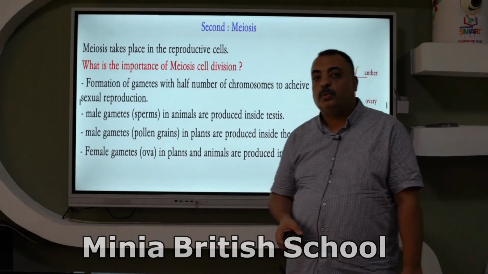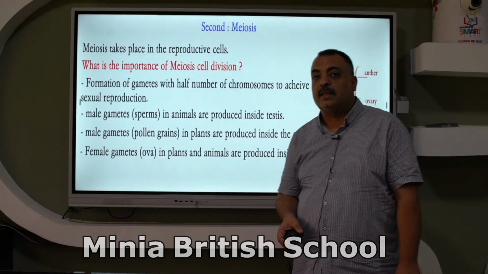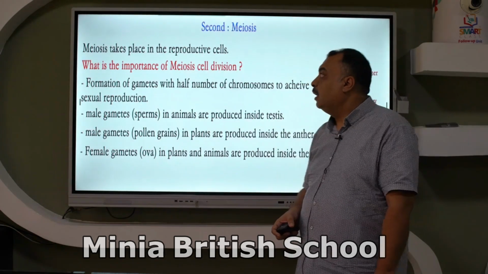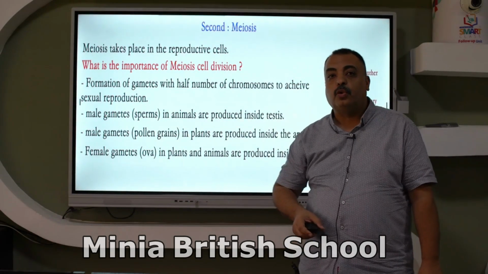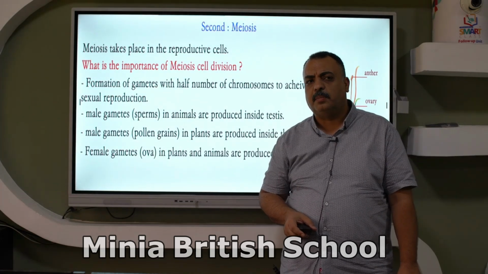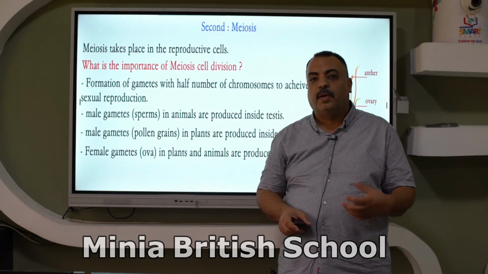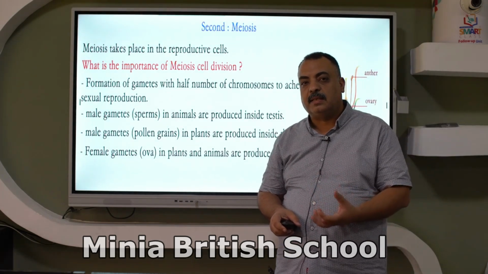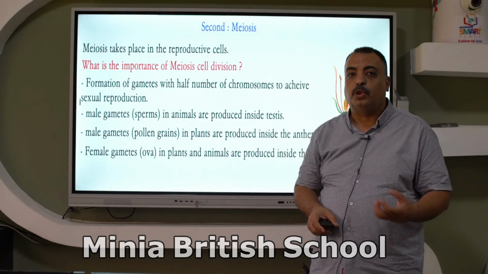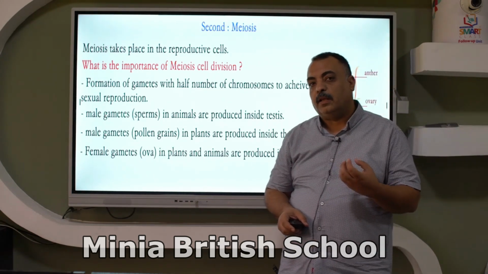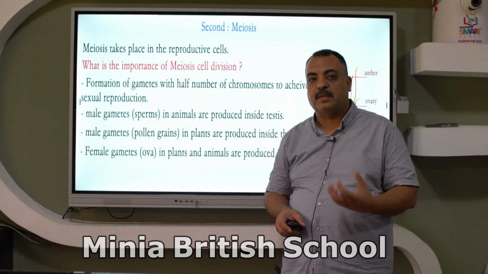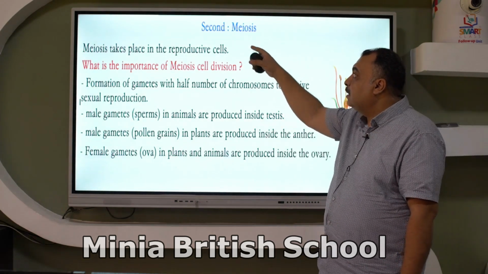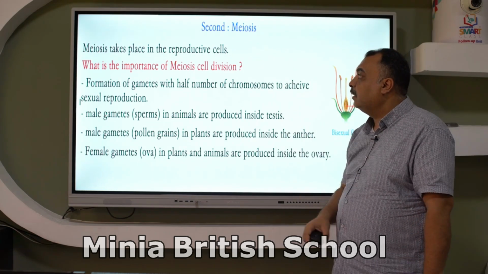Secondly, we will talk about meiosis. The reproductive cells, gonads, testes and ovary, make this meiosis to form the gametes. What is a gamete? The gamete is the sperm and ovum, which are the male sex cell and the female sex cell, which will combine together to form the zygote or the embryo in future. So in the testes and ovary the meiosis is done.